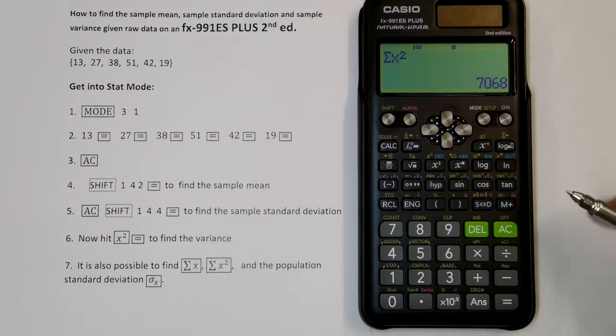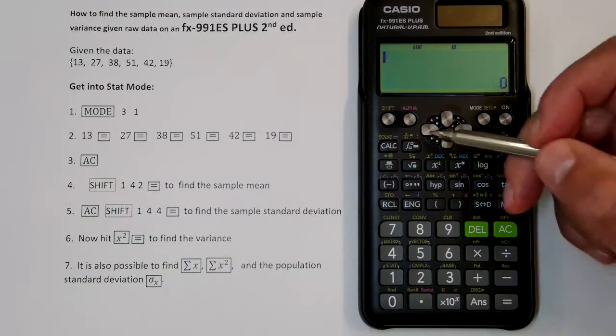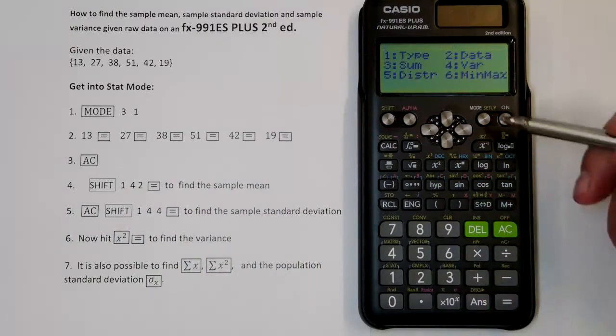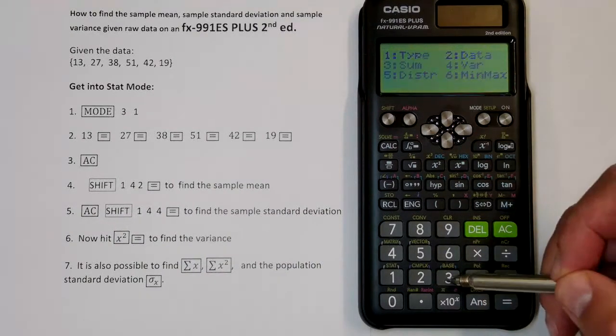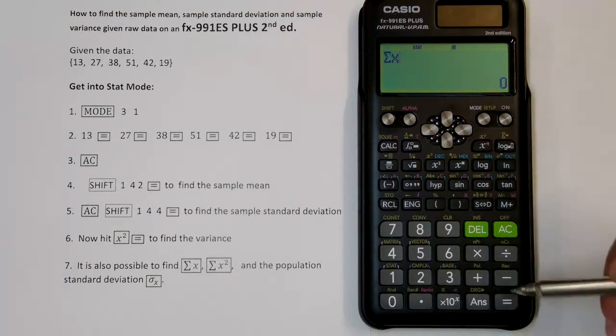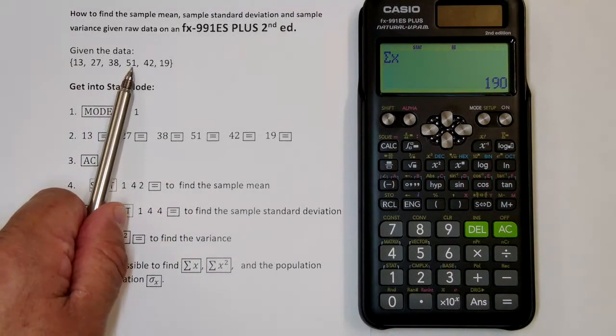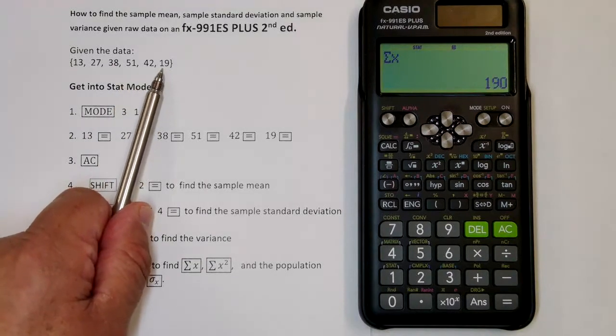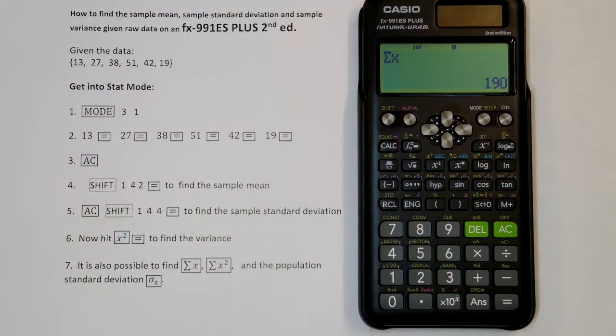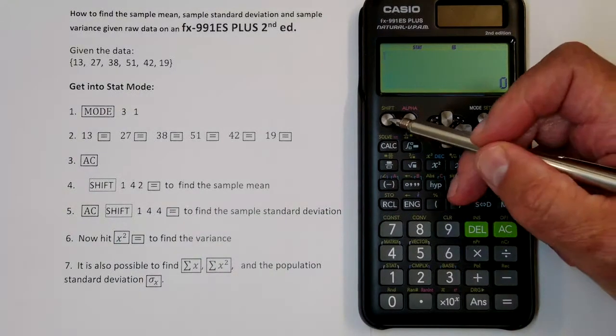Now, let's clear that, and do the same thing again. Get number 3, and number 2, sum of x's. So if I add 13, 27, 38, 51, 42, and 19, ends up being exactly 190. So that's those values when you're looking at these.